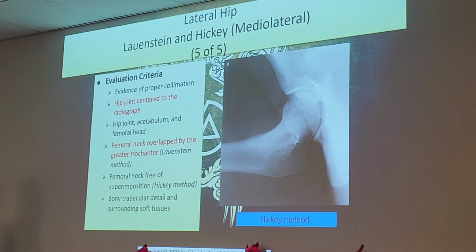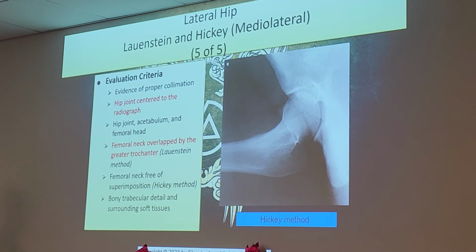All right, so the evaluation criteria, of course, star of our show is the hip joint. Thus, we want the hip joint itself centered to the radiograph. We want to see the hip joint, acetabulum, femoral head, and femoral neck overlapped by the greater trochanter. And we'll usually see it poking out on both sides. See a little bit right here, and especially down here. We want the femoral neck free of superposition and bony trabecular detail.